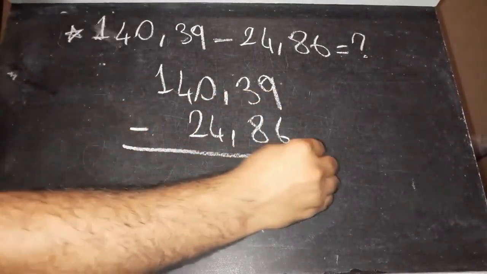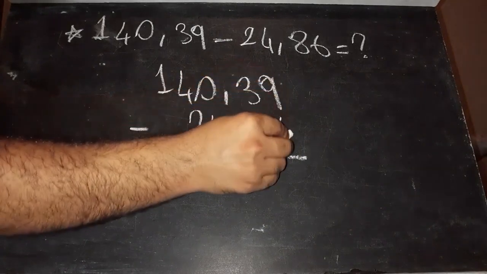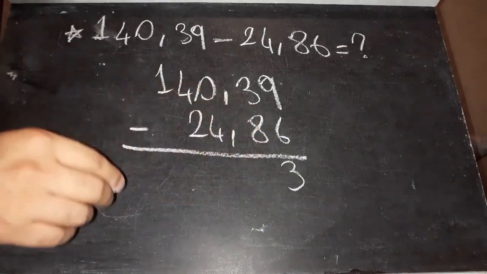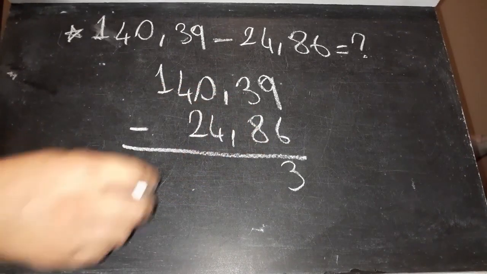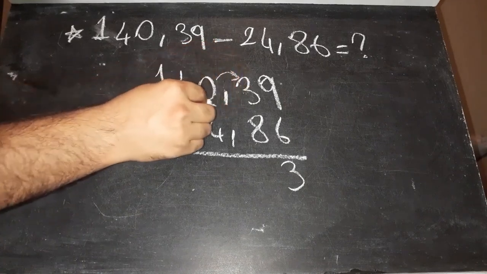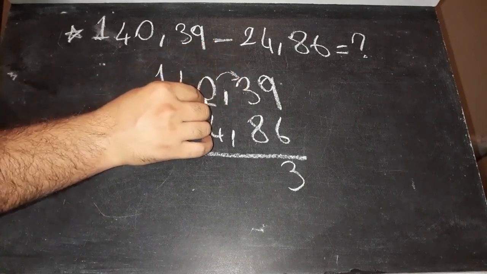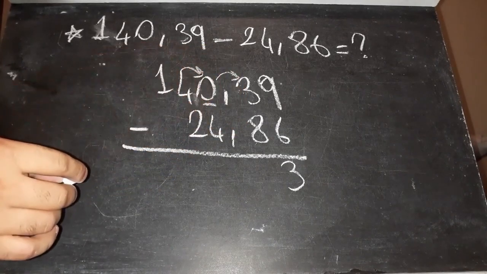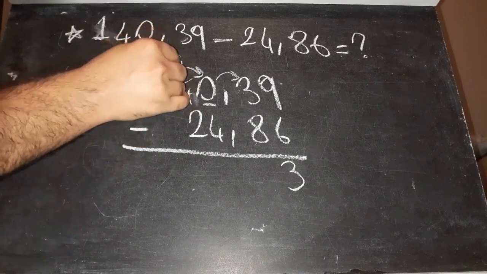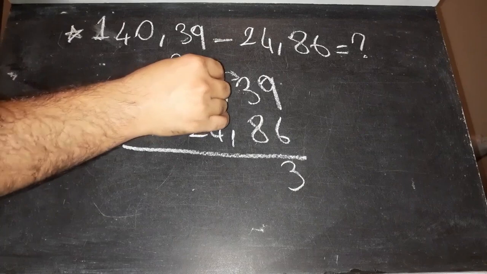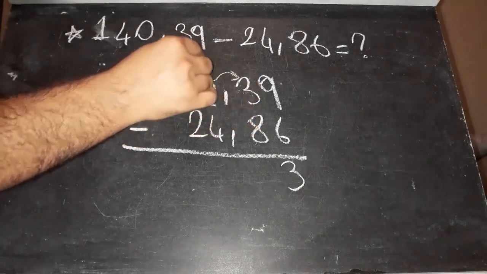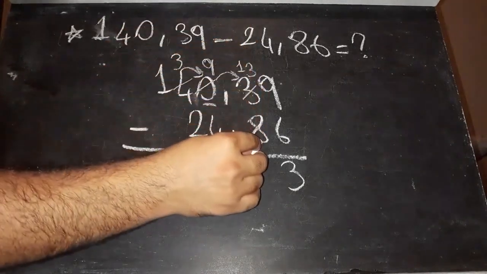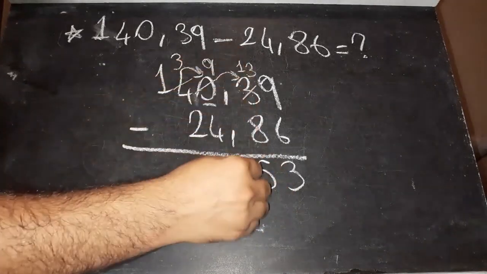140,39, 24,86. Subtract each other. 9 minus 6, 3. Does 3 minus 8 work? No, not possible. Remember what you do in subtraction of whole numbers? You borrow from your neighbor. But the neighbor doesn't have something to give you. That neighbor is going to borrow from his neighbor. And that will be 10. Okay, but you are going to give 1 there. Will be 9. That will be 13. So 13 minus 8 will give you 5, comma, comma.